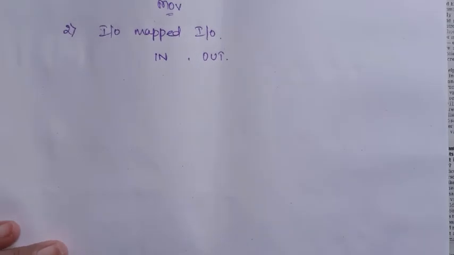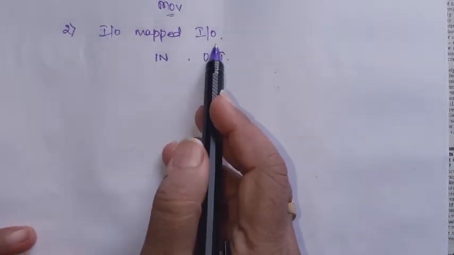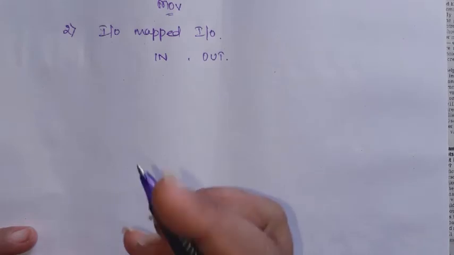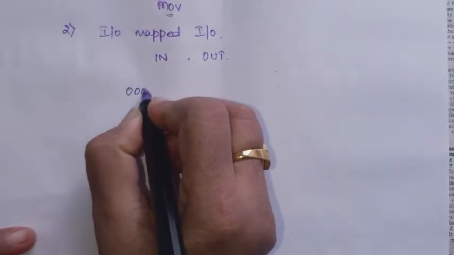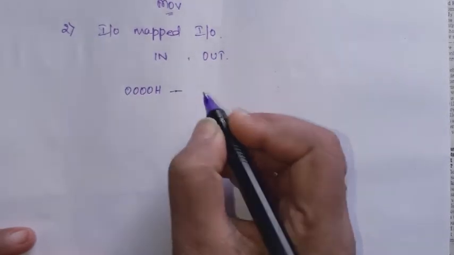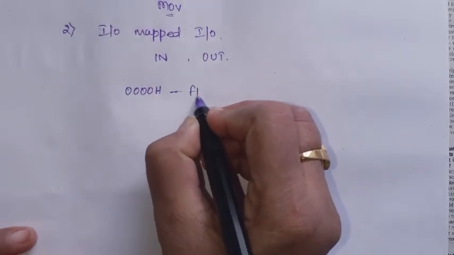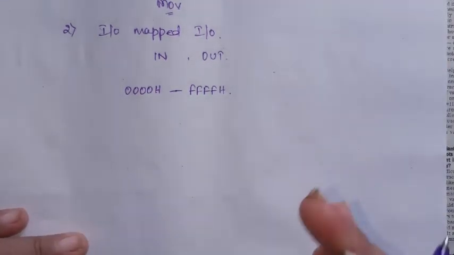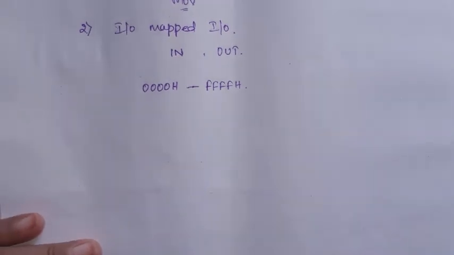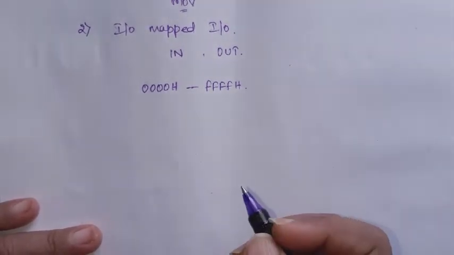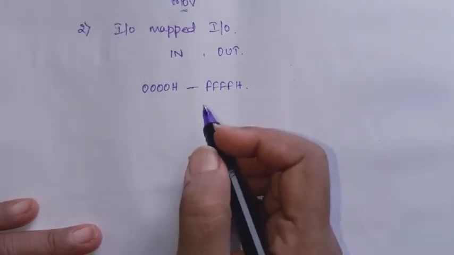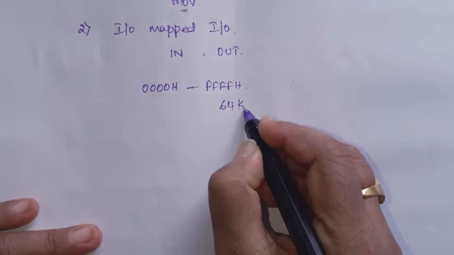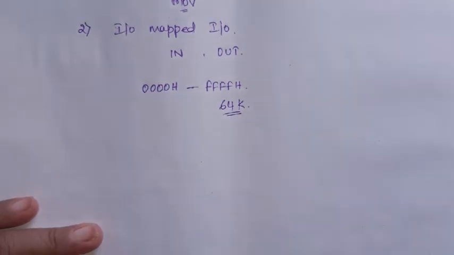Here, to access these input output devices, the I/O space can have addresses from 0000H to FFFFH. Even though the processor has a 20-bit address, only a 16-bit address is used for accessing input output devices. So the total I/O space is only 64K. That means 64K devices can be connected to the processor, which practically is more than enough.